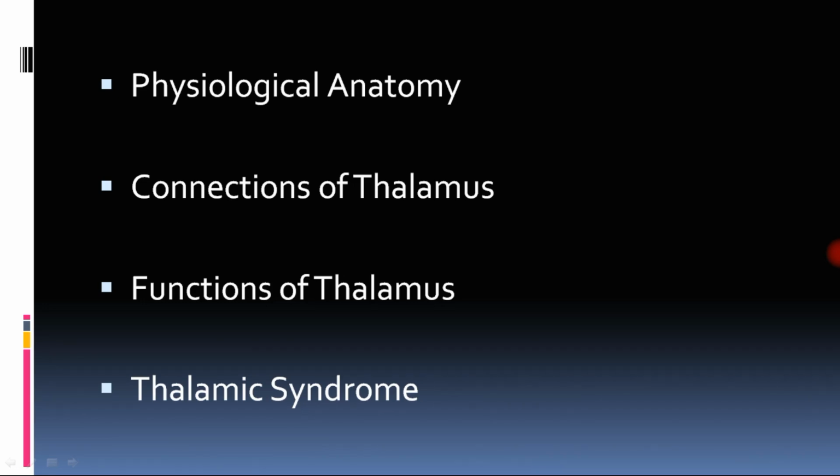First, we'll go through the physiological anatomy. We'll deal with the anatomical portion and physiological concerns of the anatomy of the thalamus. Then we will deal with the connections of the thalamus, that is, from where the inputs are coming and to where the outputs are going from the thalamus. Then, based on the anatomy and the connections of the thalamus, we look at what functions the thalamus performs. And at last, we are going to study the applied aspect, one of which is the thalamic syndrome.